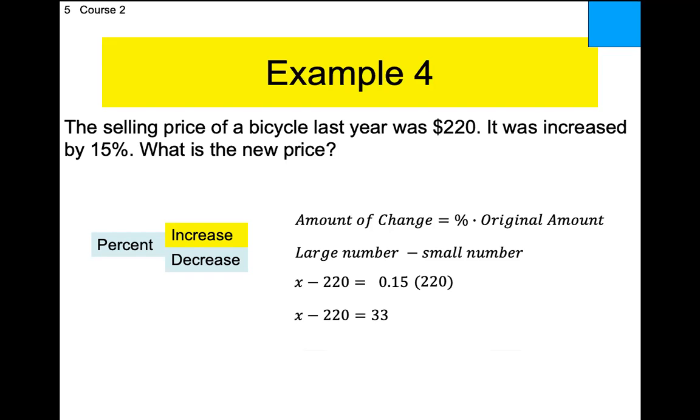Now you have to add. All right, you can do that in your head. So x is? 253. All right, and that's in dollars, and that's how much the bicycle costs now. So that represents a 15% increase on the original price. It's now 253.